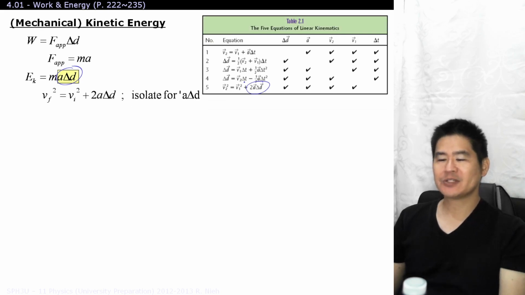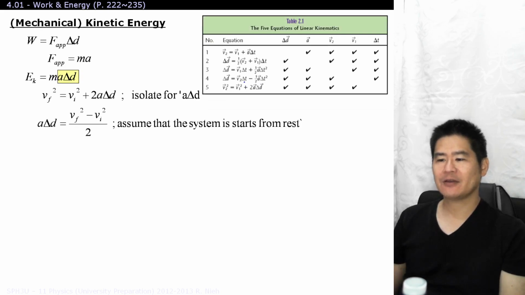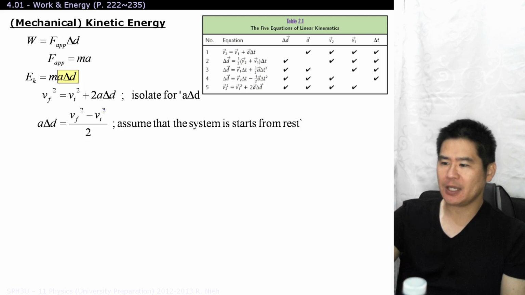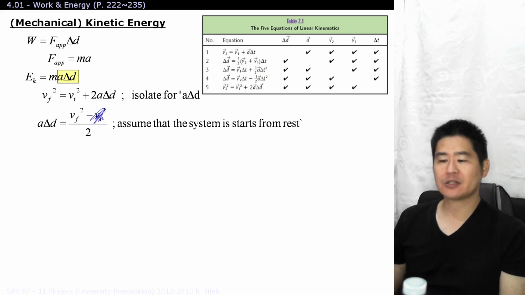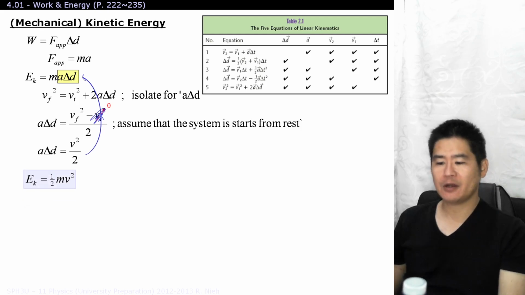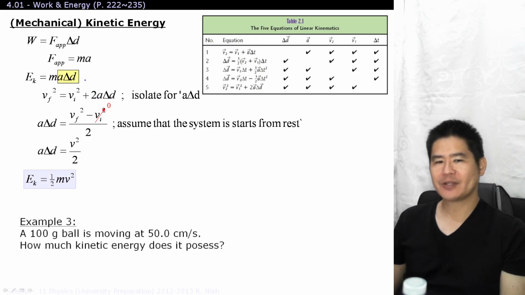So how about we just take this formula here and isolate for a delta d. Now remember, we're already watching the object as it's in motion. So obviously at the beginning it had to start off from rest. So that starts off at 0. So a delta d is equal to your current speed squared divided by 2. Now we can sub this in up here, and that's how we create our kinetic energy formula. Ek is equal to 1/2 mv squared. How about we go through an example?